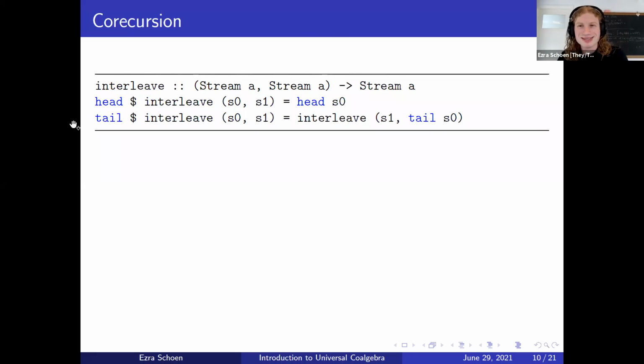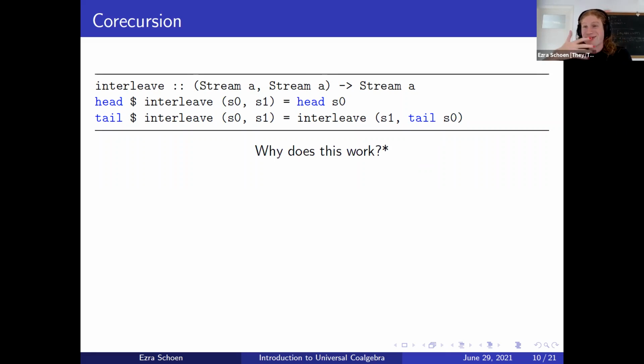And I claim that this is sort of a definition of this interleaving function. Because what I've said is that if you interleave and then take the head, well, that's just the first element of the first list that you take. And if you take the tail, so we've interleaved, and then we take the tail, so we're just dropping this element, but that just means that we interleave this list with the tail of this list. So if you take the tail of this interleaving, then you just interleave S1 with the tail of S0.